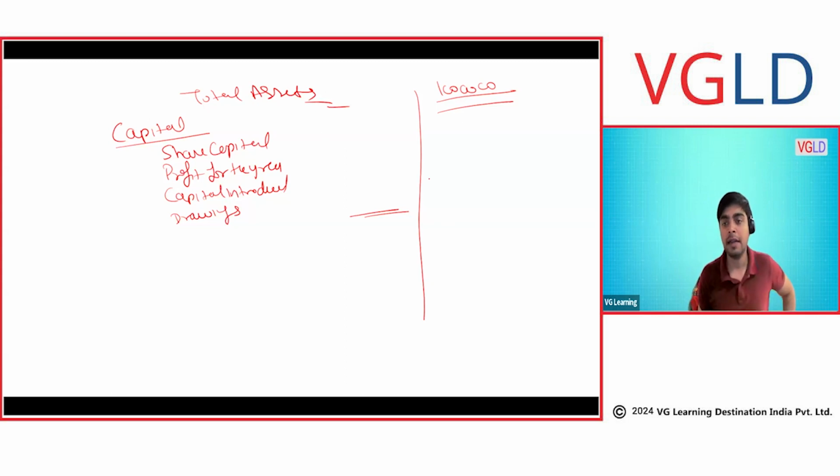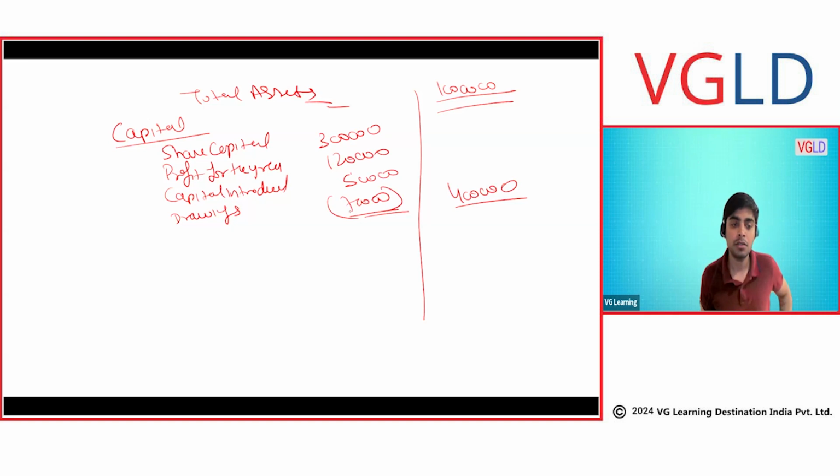So let's say we have 10 lakh of assets. So what I'll do, I'll make 4 lakh the capital. How will I use this? Let's say I had invested 3 lakh. I made a profit of 1,20,000. I introduce a capital, let's say 50,000 in the year. So I also withdrew 70,000. So whatever money you introduce is called capital.